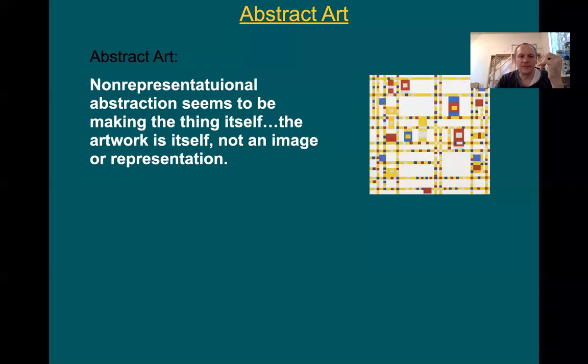So non-representational abstraction seems to be making the thing itself. The artwork is itself. It's not an image or representation in non-representational art. Look at the spelling of non-representational art. That's really a typo. And I'm kind of hitting this on the head over and over again because I really want you guys to be able to make that distinction, that abstraction can be either representational or non-representational.